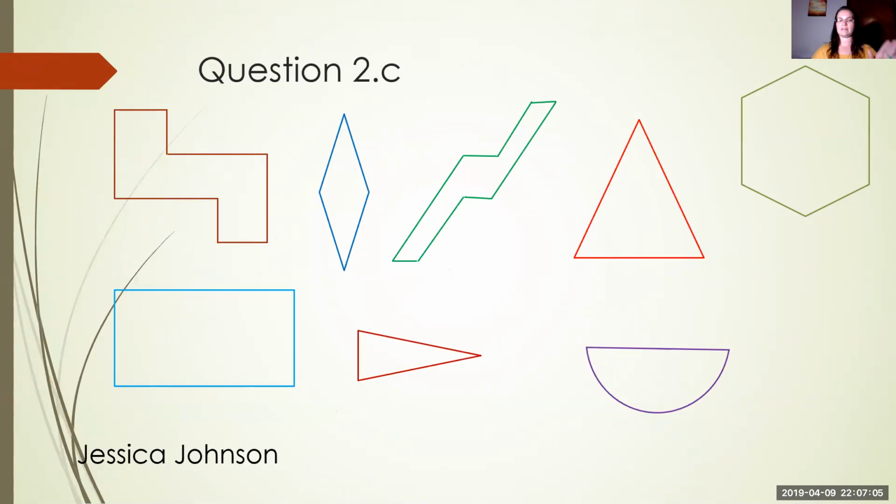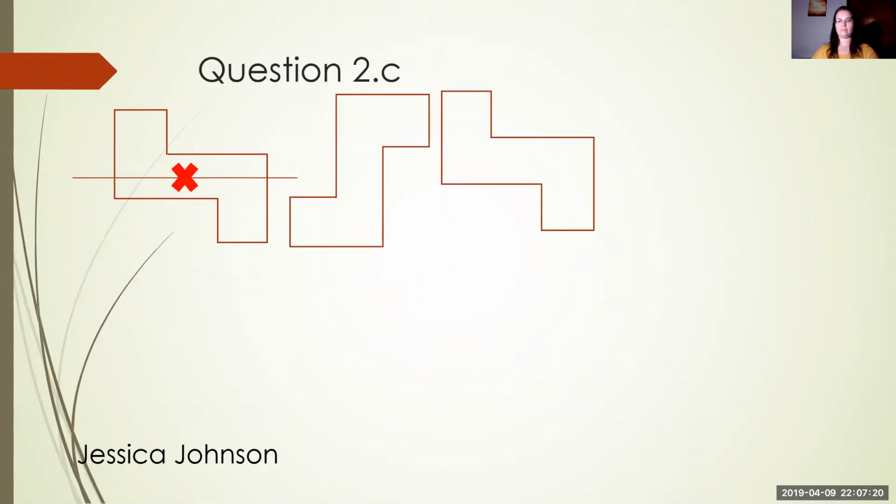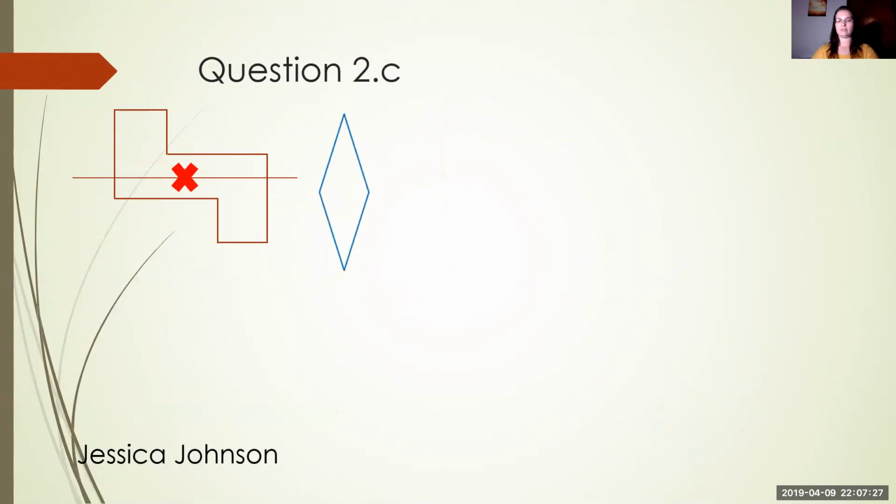There are no shapes that have exactly one line of symmetry and rotational symmetry. Let me explain my answer. The first shape, as we discovered earlier, does not have a line of symmetry, but has rotational symmetry, which does not meet both criteria. The rhombus has two lines of symmetry, and it has rotational symmetry, but does not meet the criteria because it has two lines of symmetry instead of one.